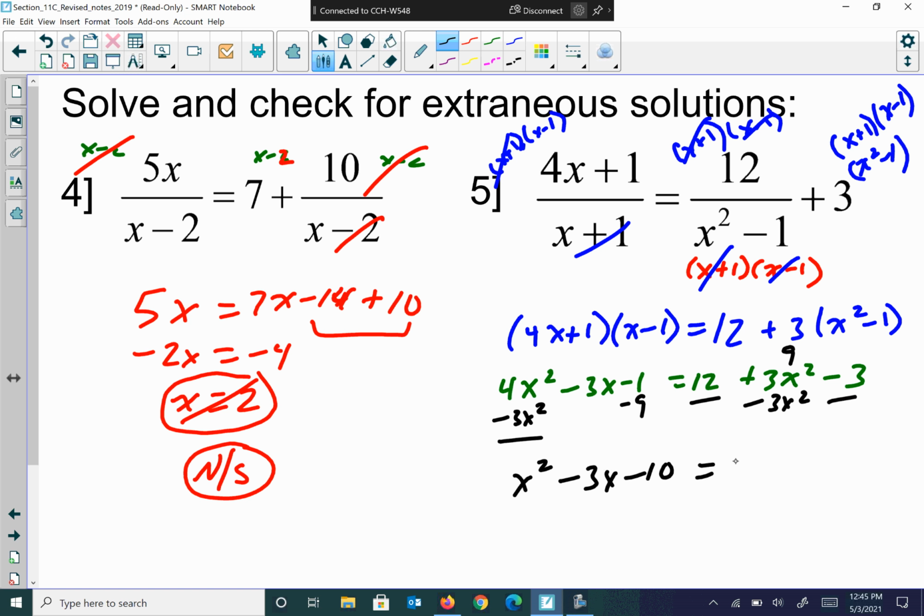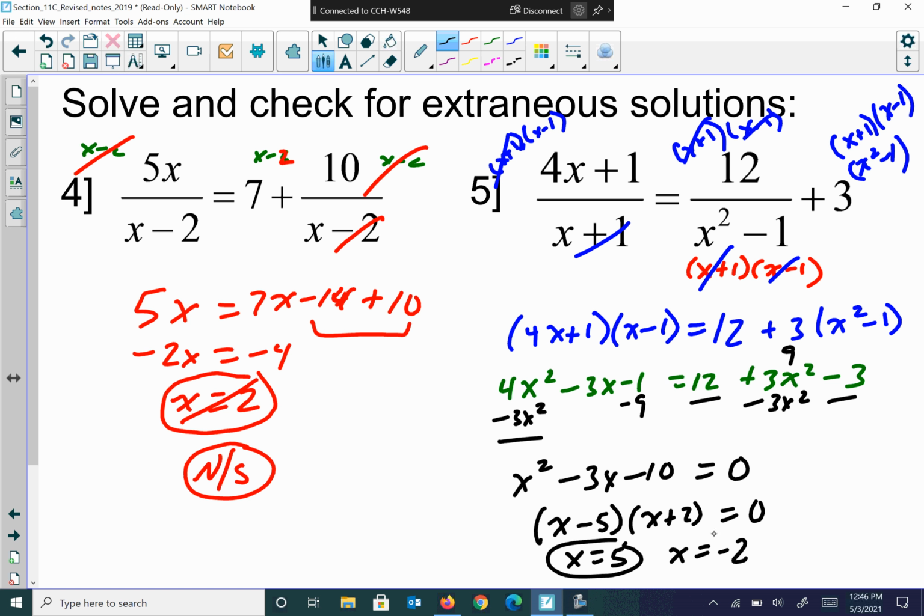So I had to get that. And then we could factor that to x minus 5, x plus 2. So I know that x is equal to 5 and x is equal to negative 2. Neither of those answers are 1 or negative 1, so it's going to work. So we have two solutions.